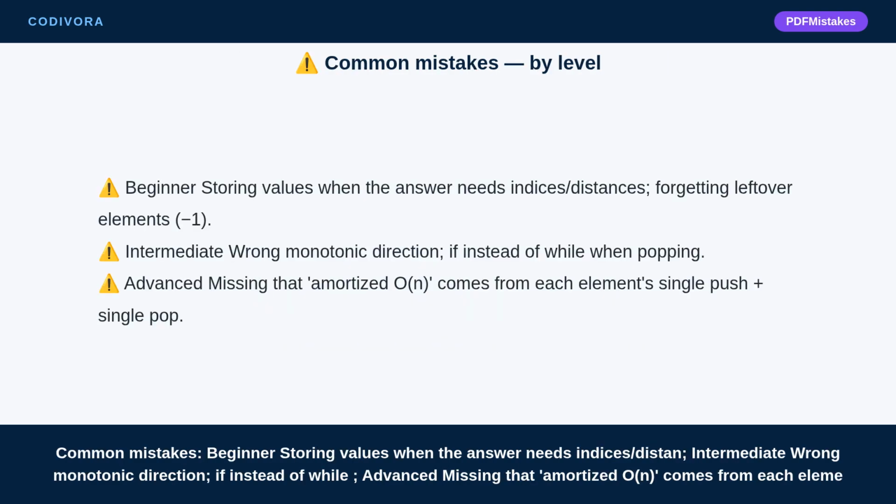Now the mistakes to avoid, straight from the field. Beginner: storing values when the answer needs indices or distances, forgetting leftover elements, -1. Intermediate: wrong monotonic direction, if instead of while when popping. Advanced: missing that amortized O of n comes from each element's single push plus single pop.